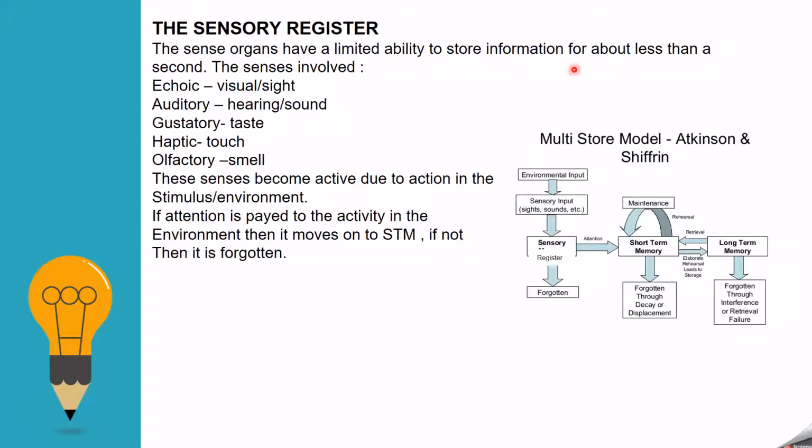Now, you probably haven't heard so much of these words, so you might use the words sight, hearing, taste, touch, smell, but they're pretty basic words. This is A level, and the higher vocabulary you use, the more marks you get. So I've put echoic, auditory, gustatory, haptic, and olfactory.